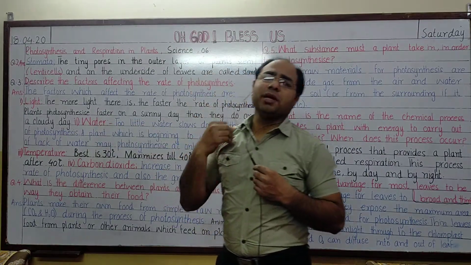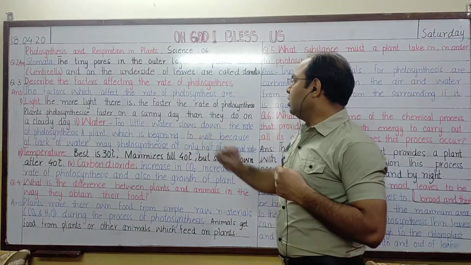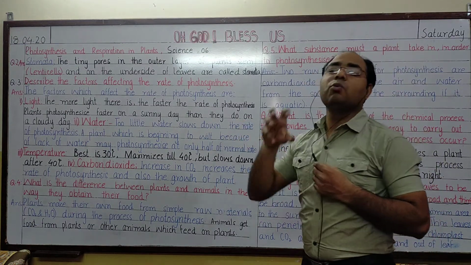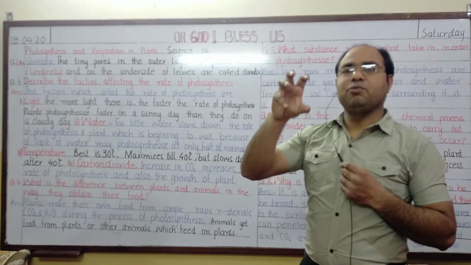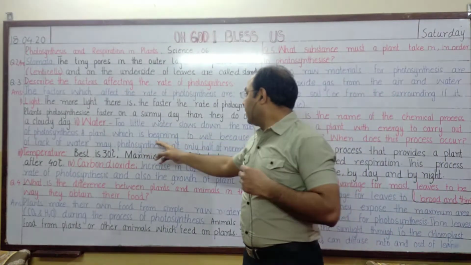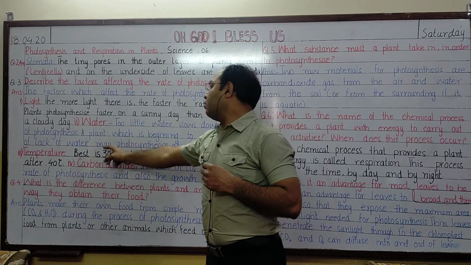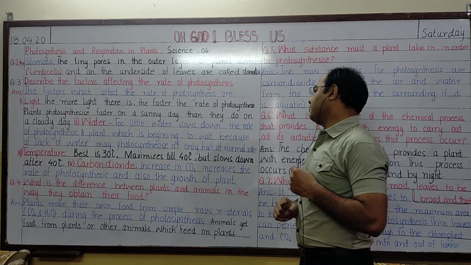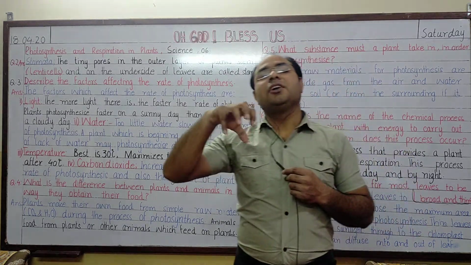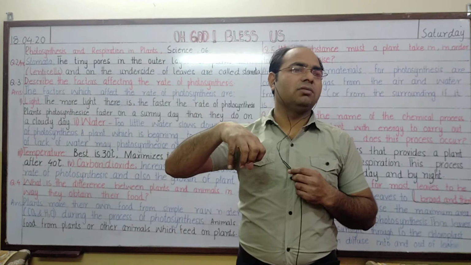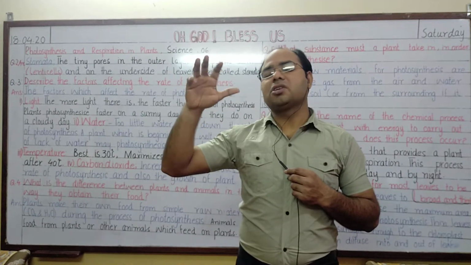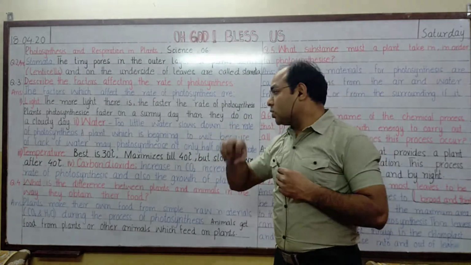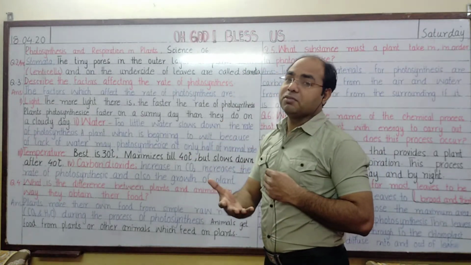Water. Where is the water coming from? Water is coming from the ground. Too little water slows down the rate of photosynthesis. A plant which is beginning to wilt, wilt meaning withering, because of lack of water may photosynthesize at only half of the normal rate. So that means if there is less water in the ground, if there is a drought, a condition when there is no rain around, then the photosynthesis process will be slower, and someday it stops, and even the plants die.